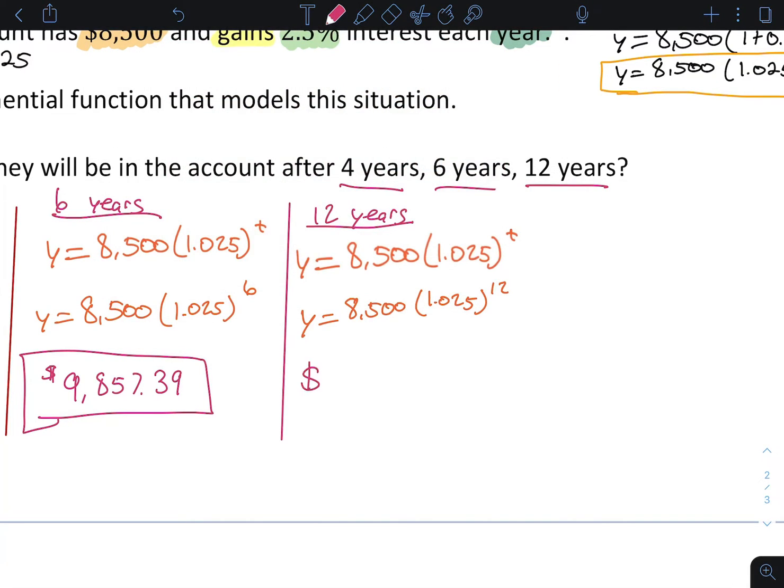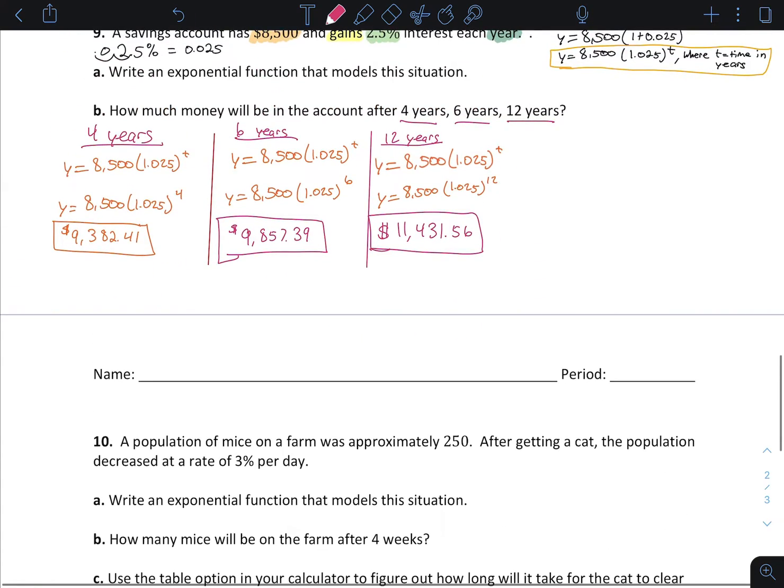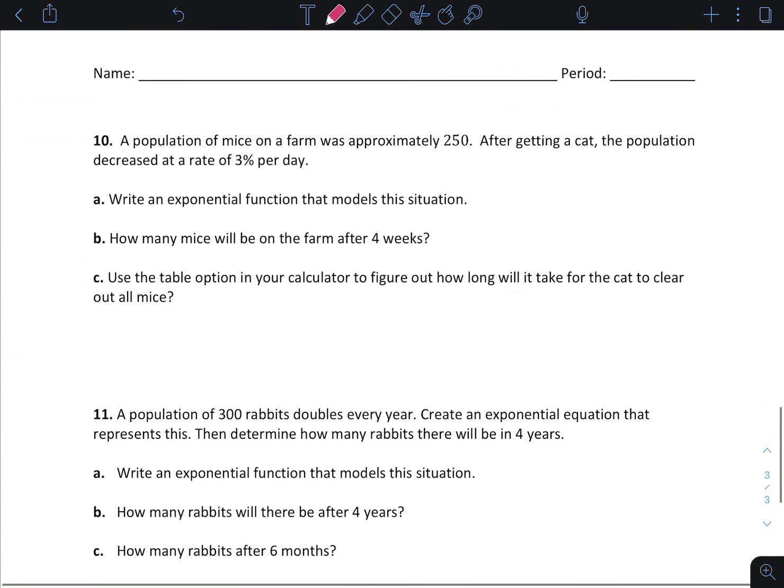We'll end up getting 11,431.56. It's a pretty good investment. You'll learn more about compound interest in Algebra 2.